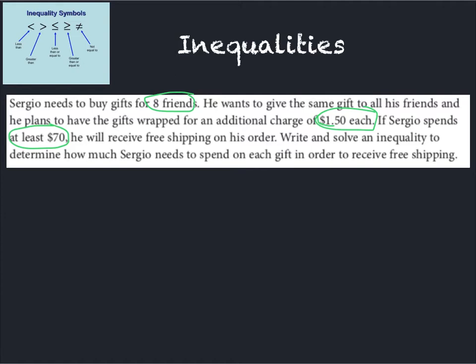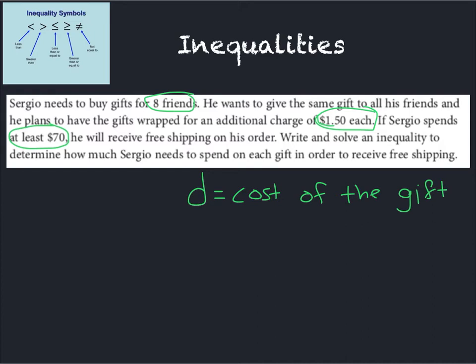Okay, so Sergio's buying gifts for 8 friends. He wants to give the same gift to all of his friends, so it's going to be the same gift. And he wants to know how much money he has to spend on the gift in order to receive free shipping. So we'd have to define our variable first. So D is going to be the cost of the gift, which we don't know yet. We don't know how much this gift has to cost in order to receive free shipping, and that's why we're going to set up an inequality.